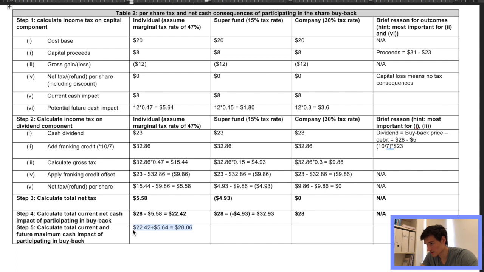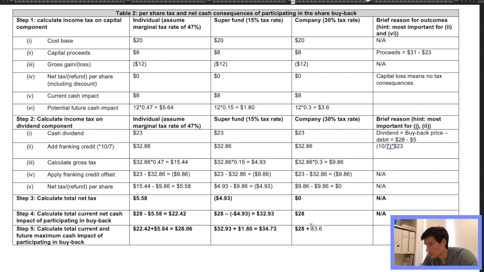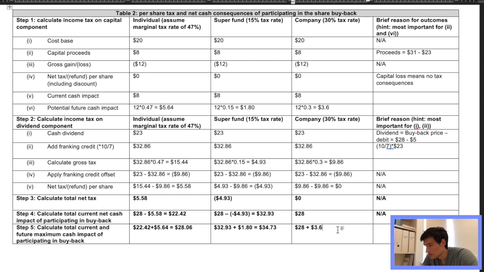It's 2806. Same thing. 180. And what's that? 34. 73. Okay, and last one is just an additional 360. Oops. And that is 3160. Okay.